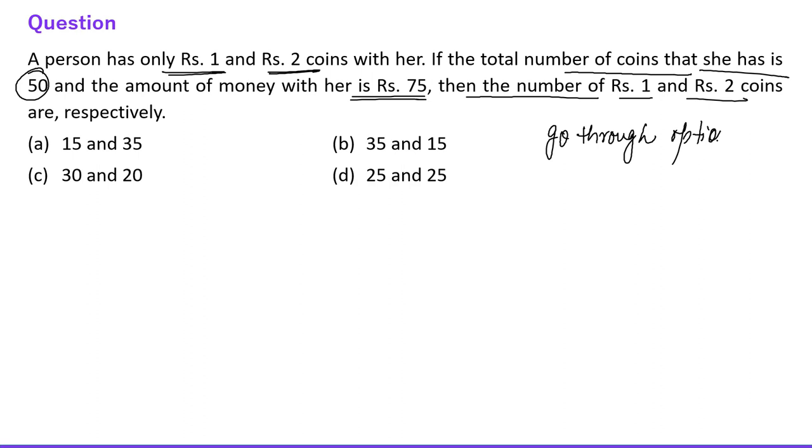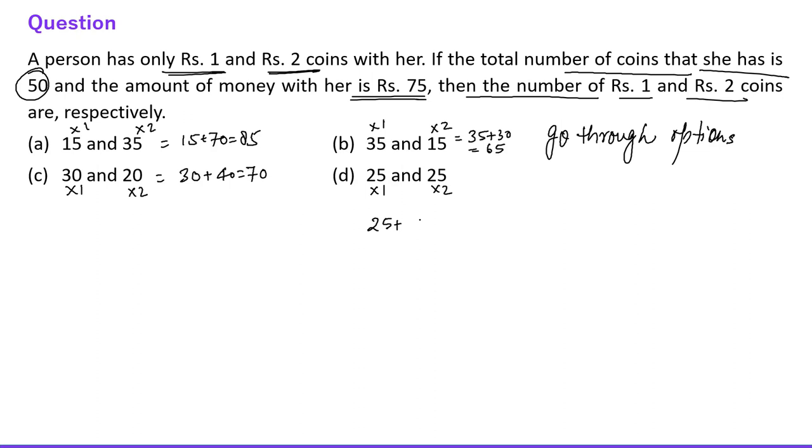So 15 into 1 and 35 into 2. 15 into 1 is 15 plus 70, this is 85. This is into 1 and this is into 2. So 30 into 1 is 30 and 20 into 2 is 40. So this is 70. Now this is 35 into 1 and 15 into 2. So 35 plus 30, this is 65. Then this is into 1 and this is into 2. So this is 25 plus 50. This is 75. Right, everyone? So option number D is correct.